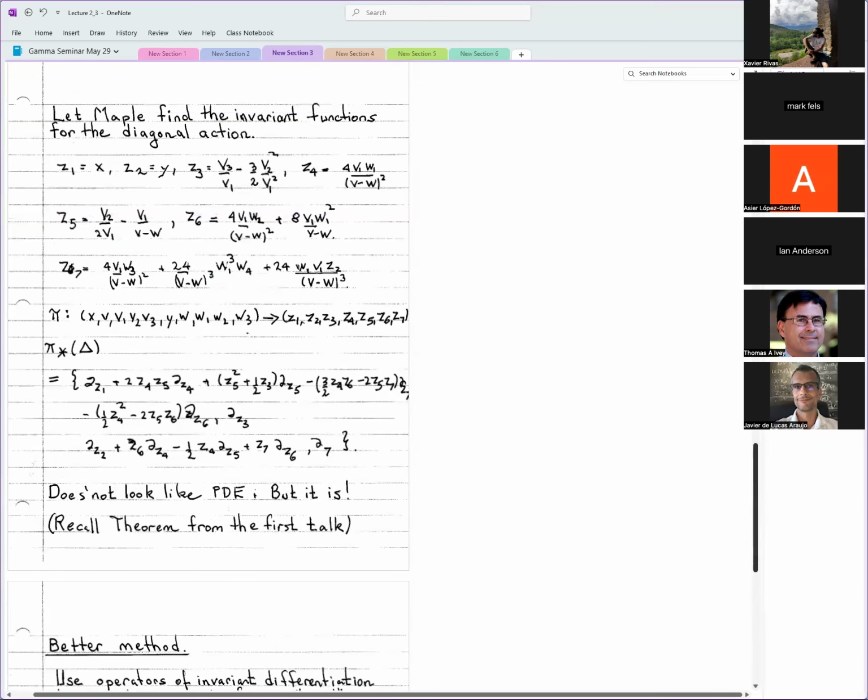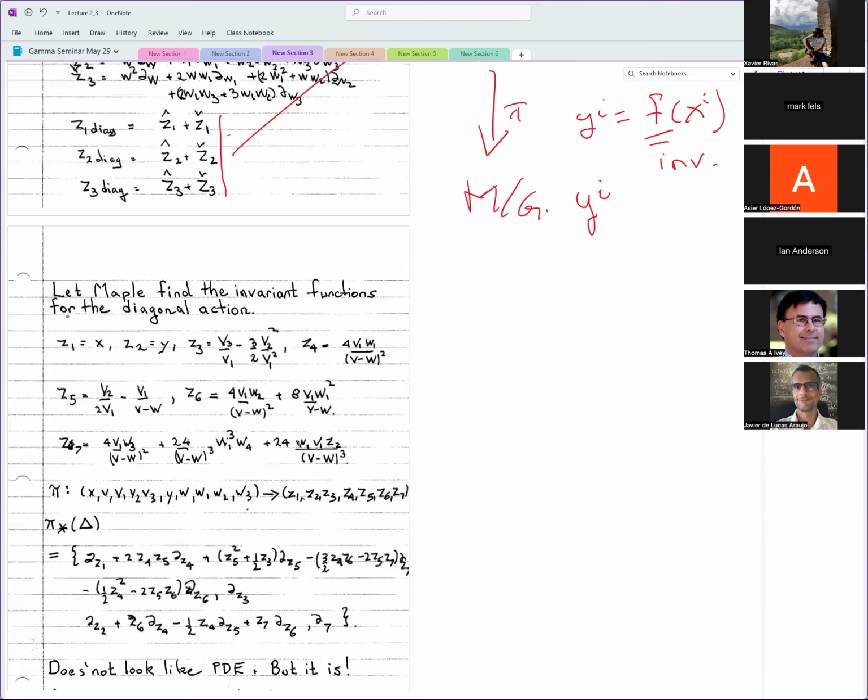Okay. Since we're working infinitesimally, I have Z1, I have Z2, Z3. I have these 3 vector fields here. I want to solve this system of PDEs. I have 3 vector fields. They're acting freely, so that's going to give me 7 invariant functions, and those 7 invariant functions define for me this projection map to the space of orbits.